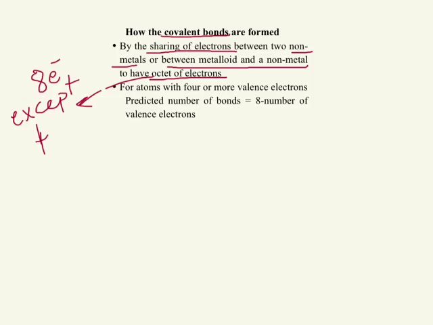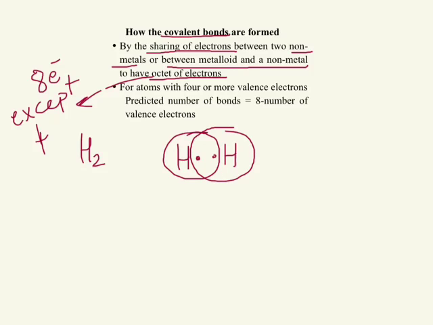For example, let's take the example of hydrogen molecule H2. Now hydrogen has 1 electron. So we'll take 2 hydrogen atoms. Each has 1 electron. Now each hydrogen shares 1 electron from the other hydrogen. So now each hydrogen has 2 electrons. That gives each hydrogen atom the noble gas configuration of helium.